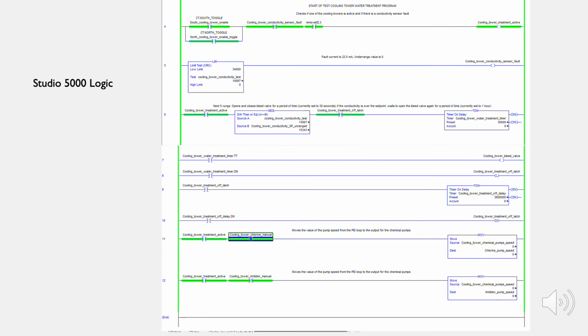So here's a picture of most of the code that was used to control this project. As I said earlier, it was done with the Studio 5000 logic. And so most of the control was done using comparison operators and then a series of timers to control everything.